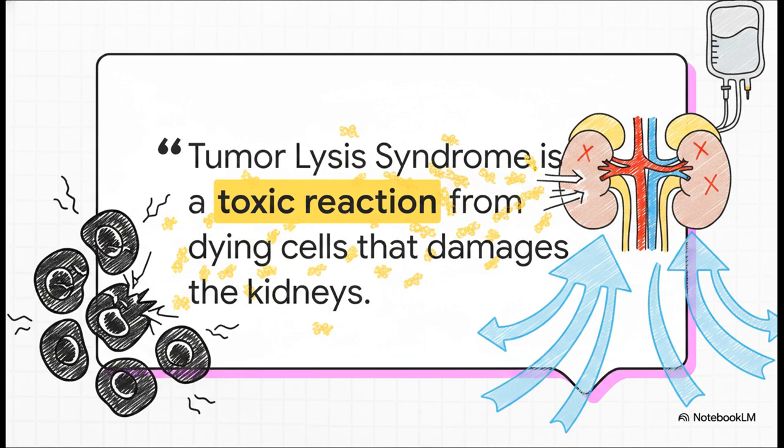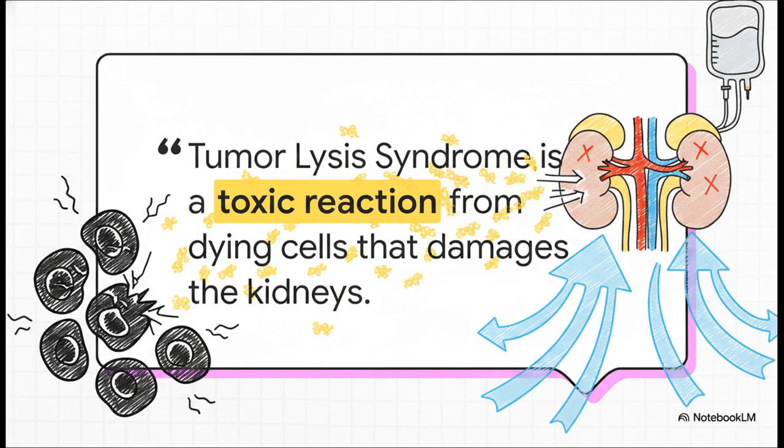Another severe reaction you absolutely have to watch out for is tumor lysis syndrome. Believe it or not, this happens when chemotherapy is highly effective and destroys cancer cells rapidly. As millions of these cancer cells burst open all at once, they release an overwhelming wave of toxic intracellular contents directly into the bloodstream. These massive amounts of toxins rush right to the kidneys for filtering, which can easily and permanently destroy the renal system.